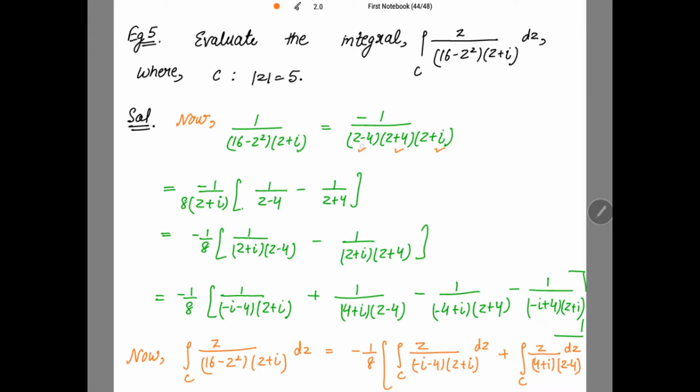Why am I saying plus 4 here, minus 4 here, and minus iota here? Because we will have 1 over z minus z naught. We always consider this and take the point z naught. So for the first term, z naught is 4. For the second term, z naught is minus 4. For the third term, z naught is minus iota. Therefore, I am saying the points 4, minus 4 and minus iota. All these points lie inside the circle. So you just have to always consider 1 over z minus z naught.